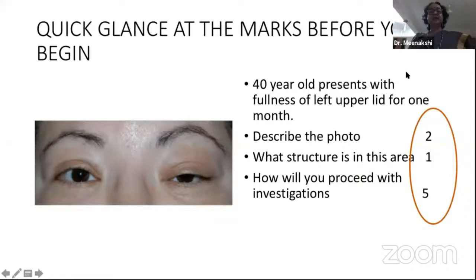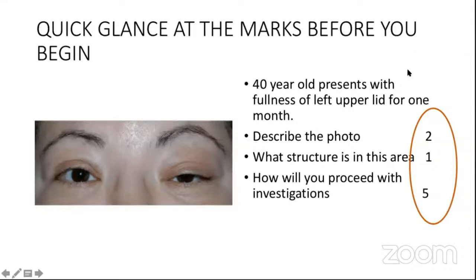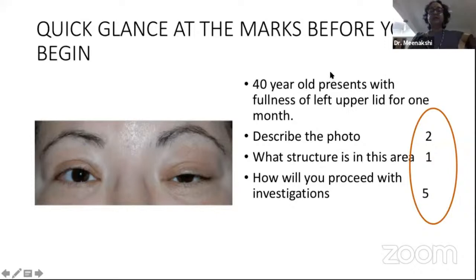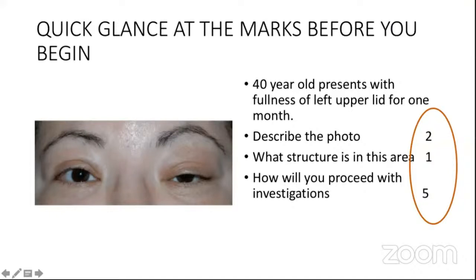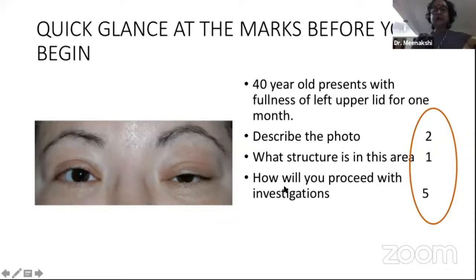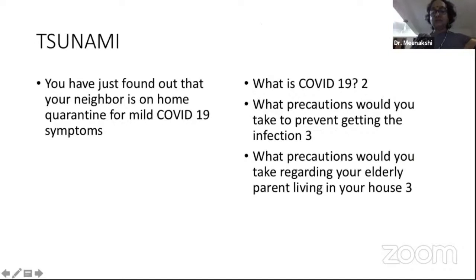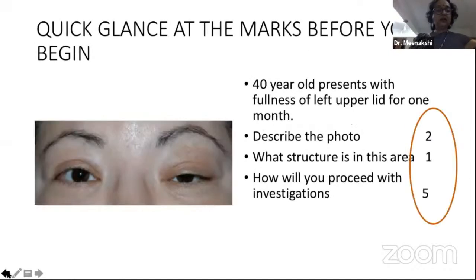For example, look at this one. It says a 40-year-old presents with fullness of the left upper lid for 1 month. Then look at the marks. It says describe the photo. What structure is in this area? Investigations. Remember that the marks are already clearly there, so don't spend too much time. Quickly look at the marks and spend more time on investigations, because it carries 5 marks. So a quick glance is very, very essential.